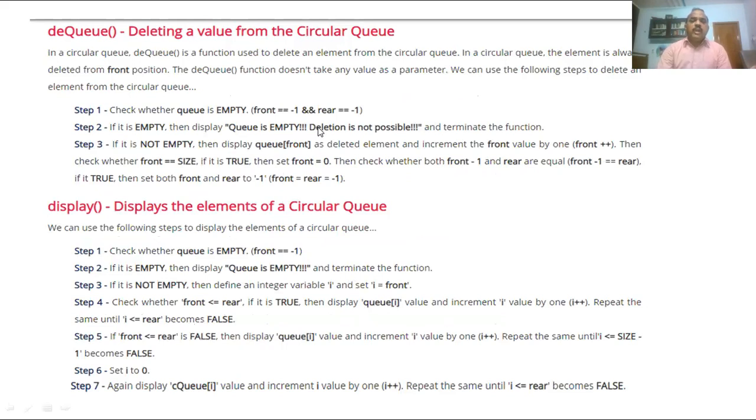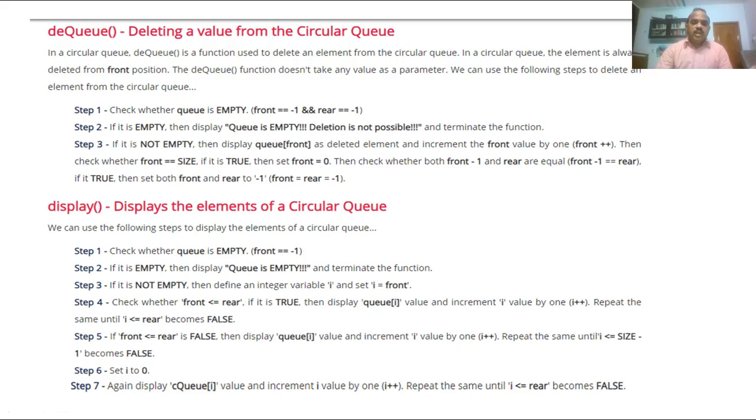If front equal to -1 and rear equal to -1, then the circular queue is empty. Otherwise, if front equal to size, then front equal to 0. Then check whether front and rear are equal. Yes or no? If it is true, then set both front and rear equal to -1. Otherwise, delete the element.